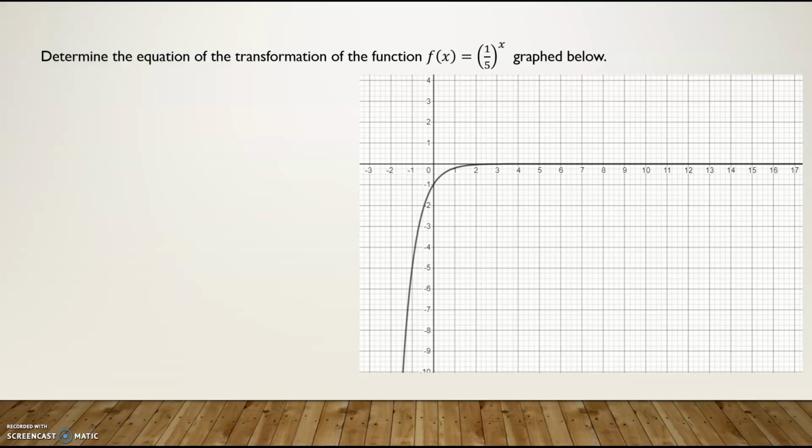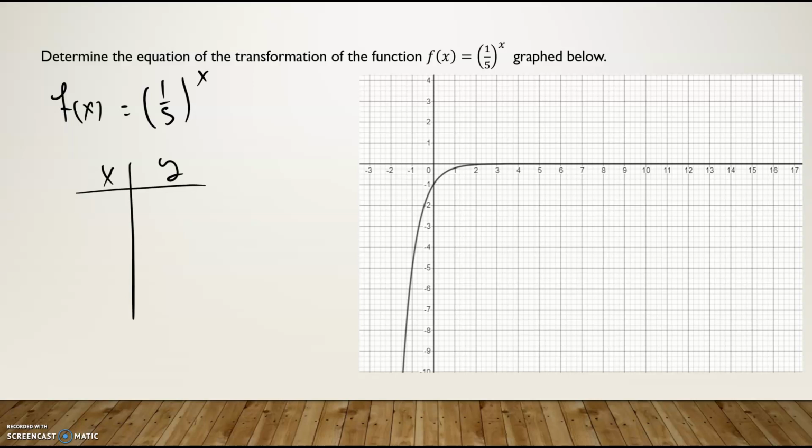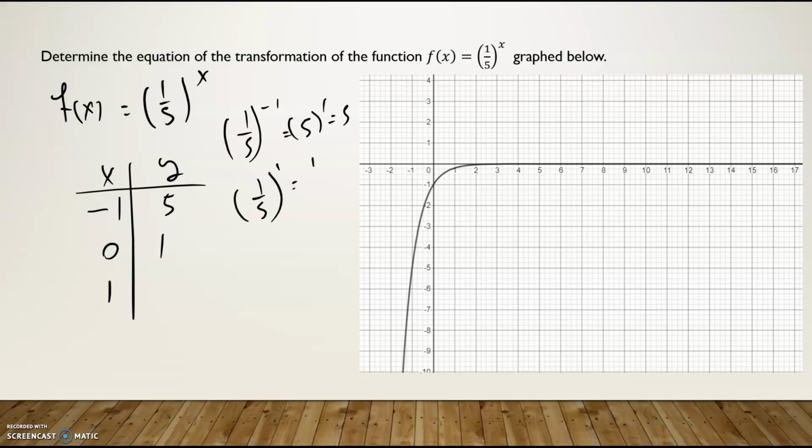Now let's look at this one right here. Let's go ahead and get a few points for 1/5 raised to x. So I need a t-table. We'll do negative 1, 0, and 1 again. 1/5 raised to negative 1 is 5 raised to 1, or 5. Anything raised to 0 is 1. 1/5 raised to 1 is 1/5.